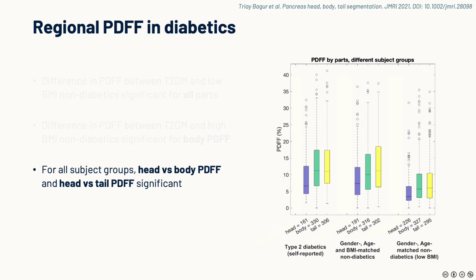When comparing differences between pancreatic parts within the same cohort, a similar pattern was observed for all subject groups. The differences between head and body PDFF, as well as the differences between head and tail PDFF, were significant, whereas the body versus tail PDFF differences were not significant.